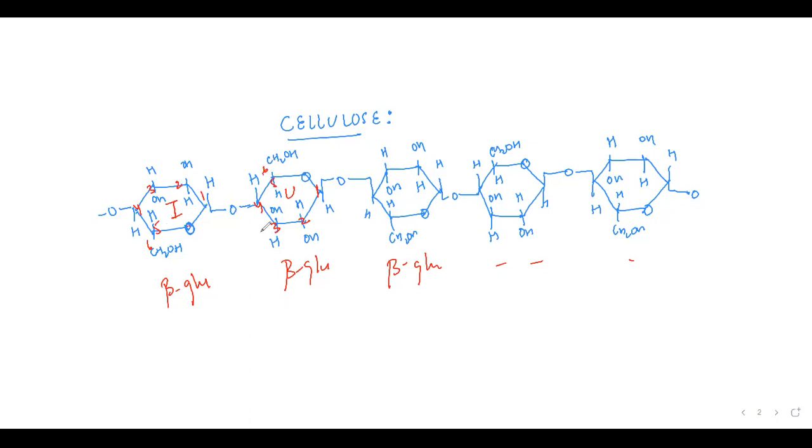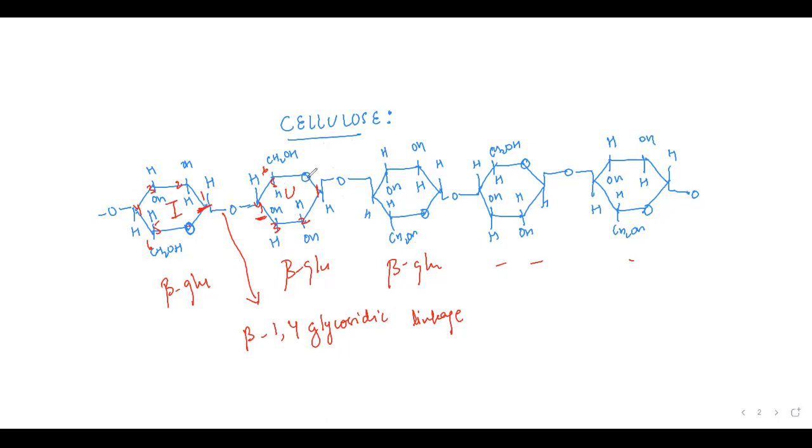Now, we can see that the loss of water takes place from carbon number 1 of this glucose and carbon number 4 of this glucose. That is why this linkage is called a beta 1,4 glycosidic linkage. So basically, cellulose is a structure formed of repetitive units of beta glucose, joined together by beta 1,4 glycosidic linkages in upright and inverted manner.